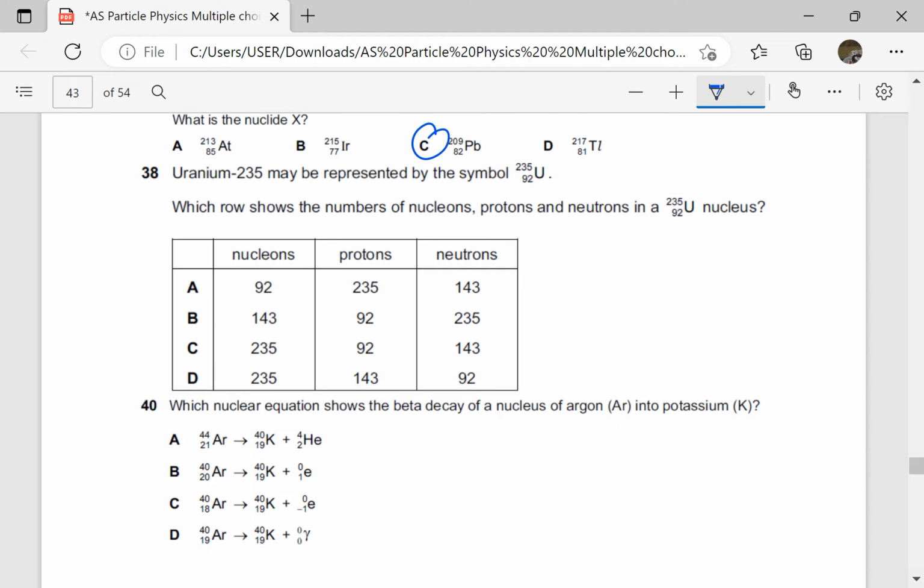Uranium-235 may be represented by that symbol. Which row shows the numbers of nucleons, protons, and neutrons in uranium-235? Protons, they are 92. So we ignore A and D. Nucleons, they are 235. So we ignore B, we remain with only C: 235 nucleons, 92 protons, 143 neutrons.